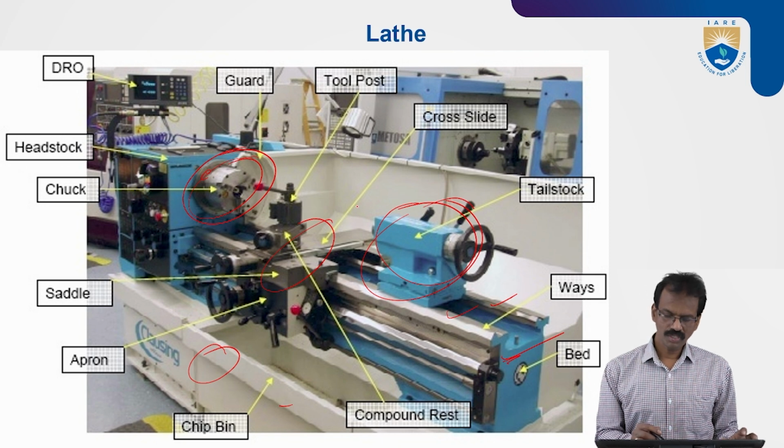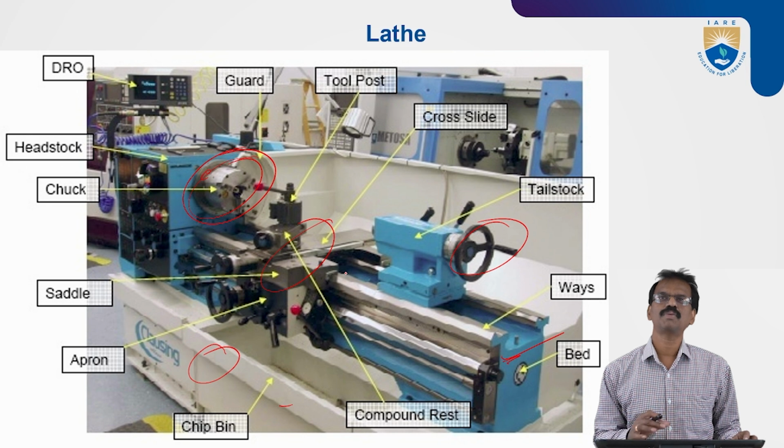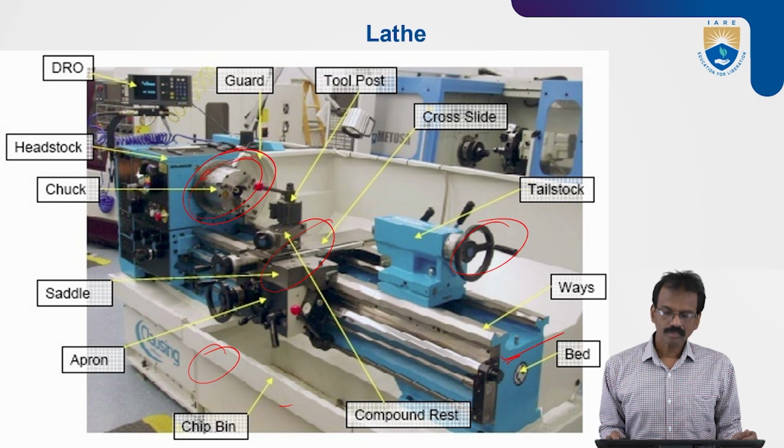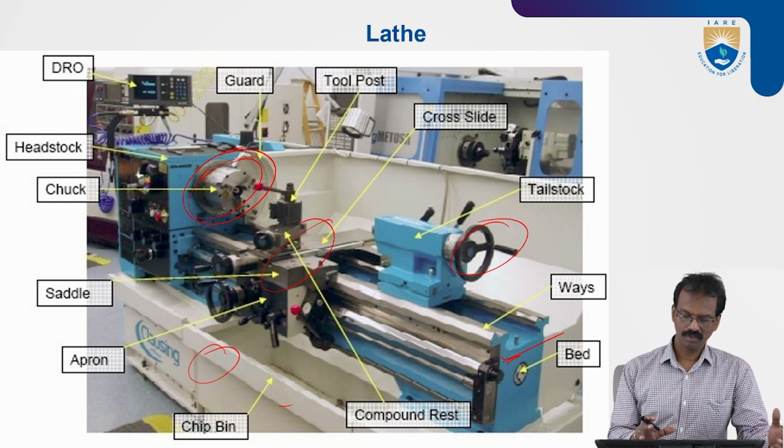To fix this tailstock on the guideways, there is a lever. And to accommodate the different tools, there is another lever. By operating this one, you can accommodate different types of tools like drilling tools, reaming tools, and boring tools to perform different operations. We can move this tailstock on the guideways and fix it at any point.